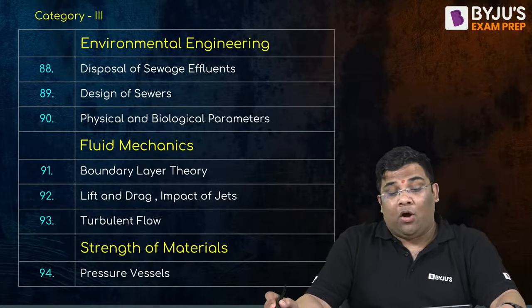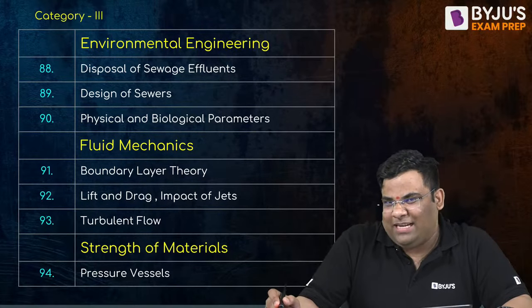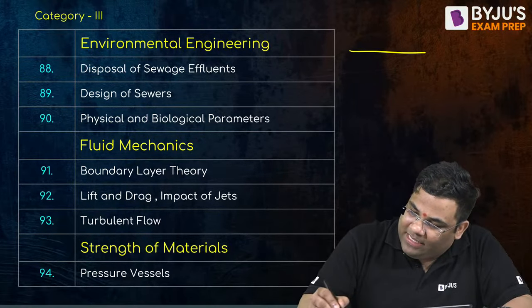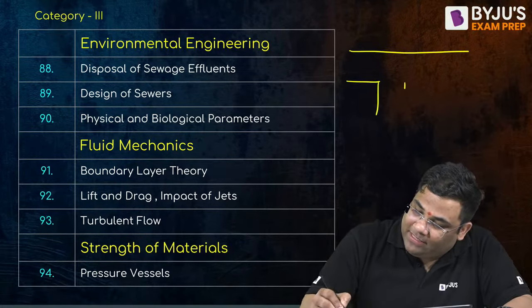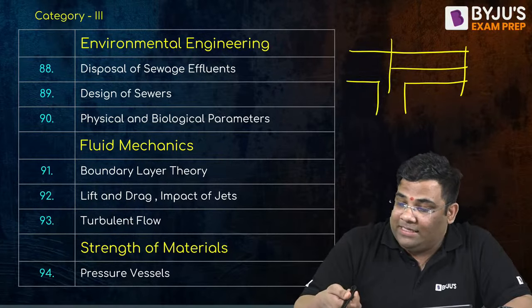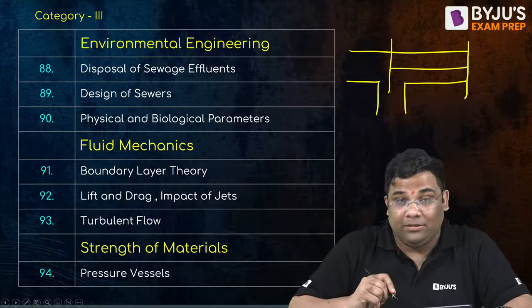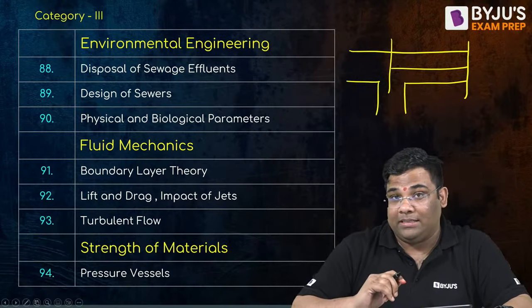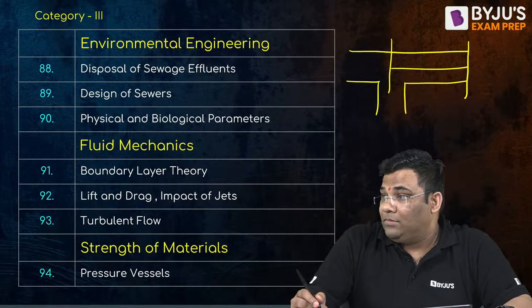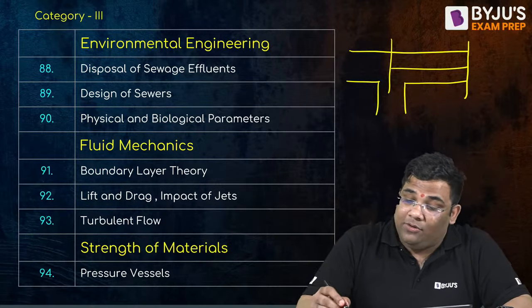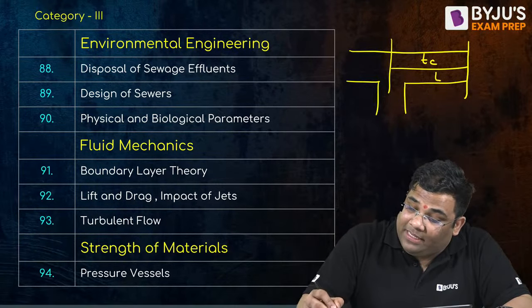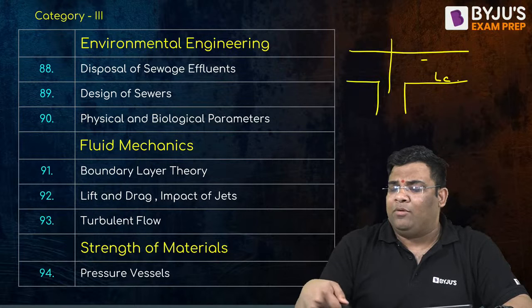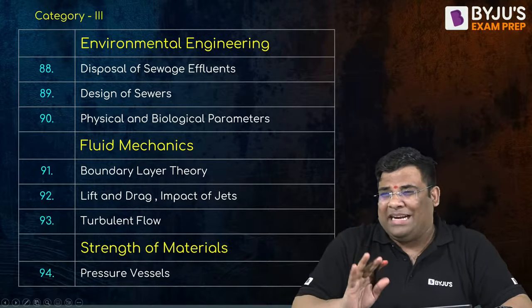88, disposal of sewage effluents, right? Remember, when we are disposing into a river, we have to find out the critical length where it mixes completely so that it is below the danger level. And then how much time it takes, critical time, critical length. But those calculations, if you remember, are a little complicated, right?